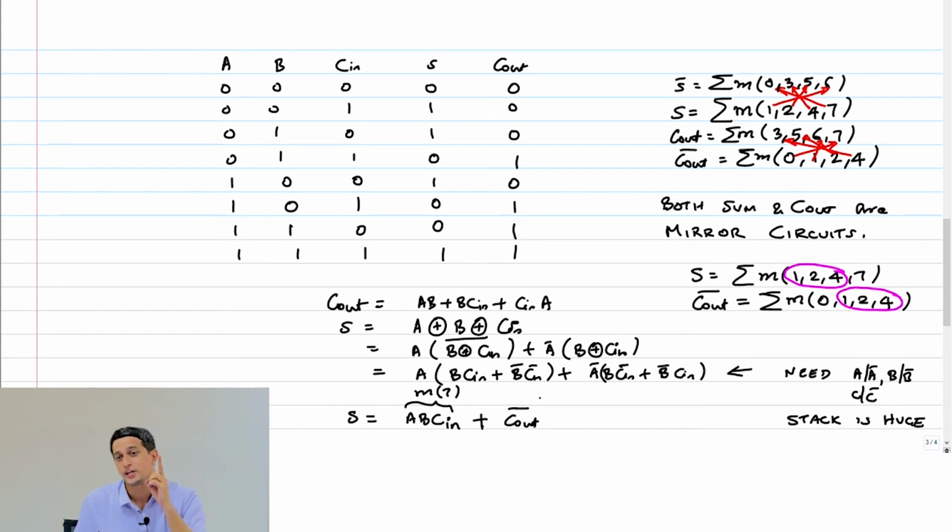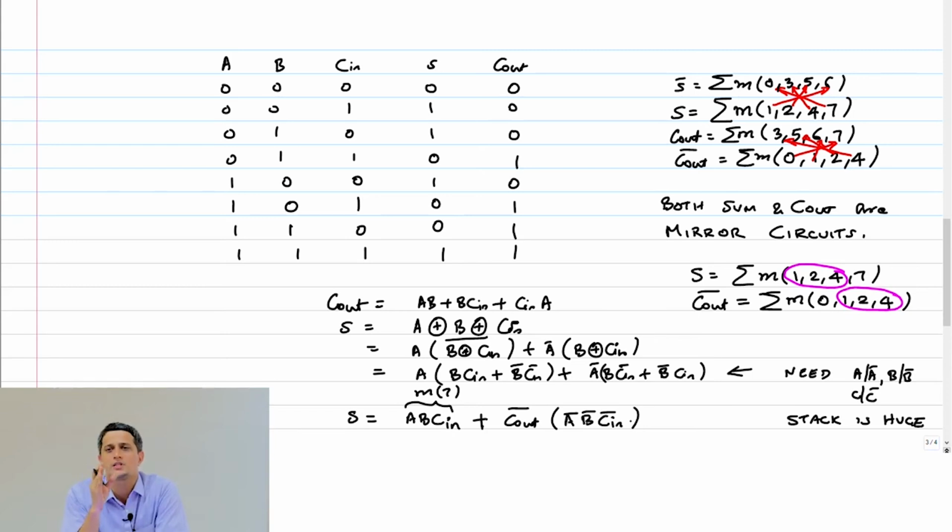The case, the min term 0. So when the input is 0, 0, 0, I have to kill C out bar. Right? When the input is 0, 0, 0, I just have to kill the C out bar. Then I will get my sum to be the right answer. So this I will simply multiply by A bar... no, A plus B... no, I think, no, A bar, B bar, C in bar.